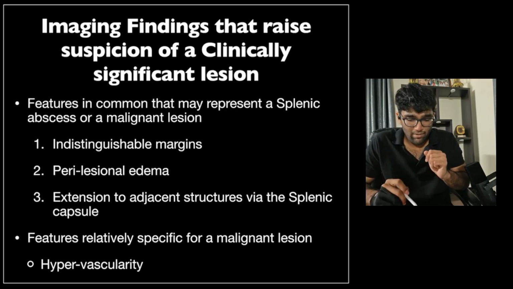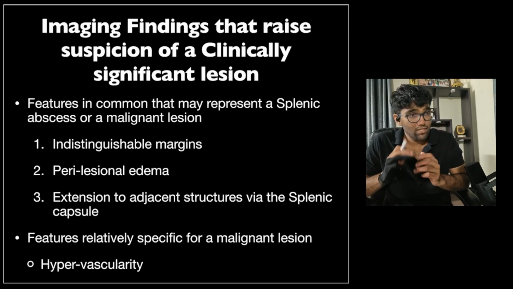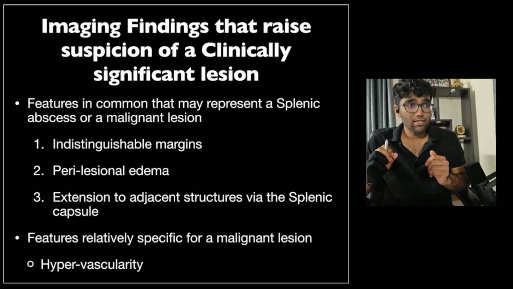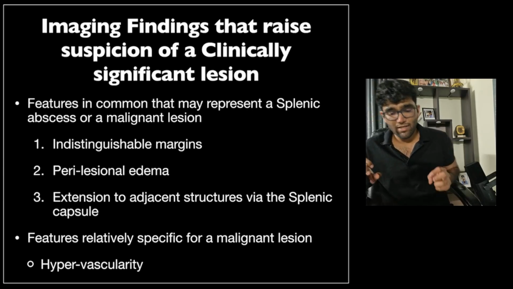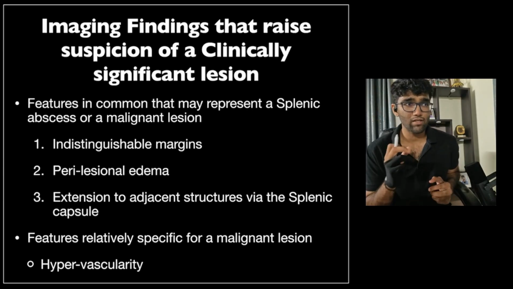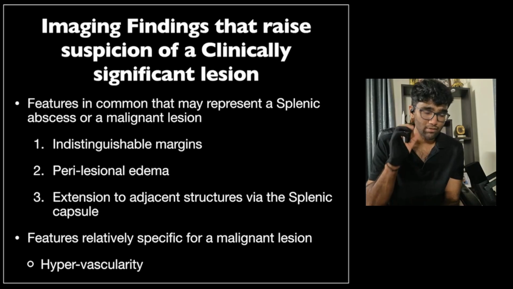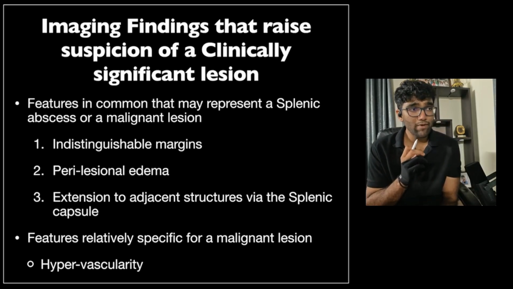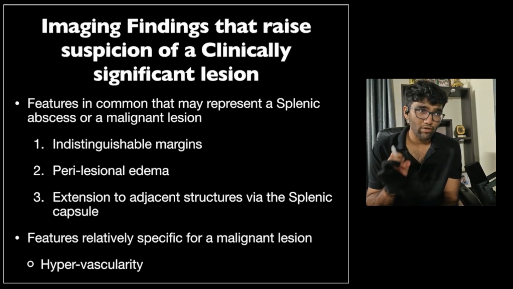The second point, that is the features that are specific for malignancy, is hypervascularity. Now, hypervascularity would show almost like a light bulb. The lesion picks up contrast. That kind of hypervascularity is actually quite specific for neuroendocrine tumors.